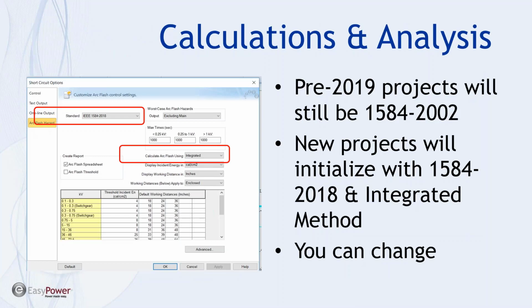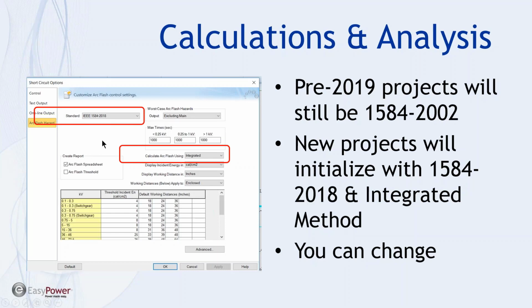Then when we get into calculations, any new project built with EasyPower 10.2 will be set up by default using the new standard, and will have this selection made, and will indicate that it's using the integrated method for calculating the incident energy. Any project that was initialized or built prior to the end of December 2018 will still have the IEEE 2002 standard.